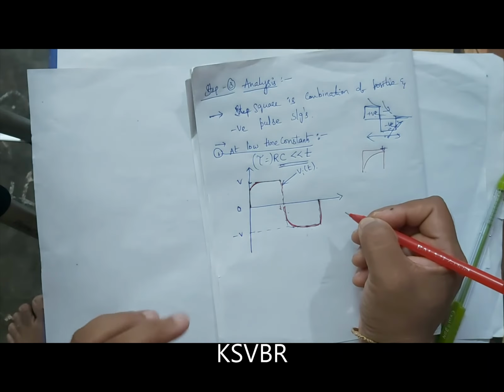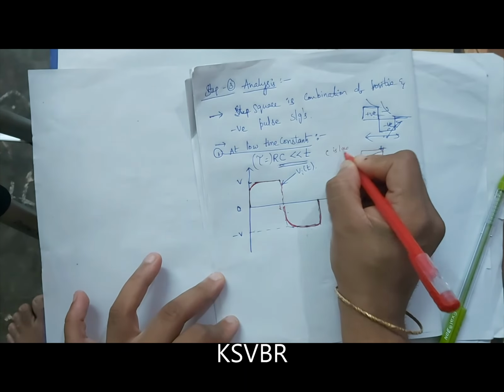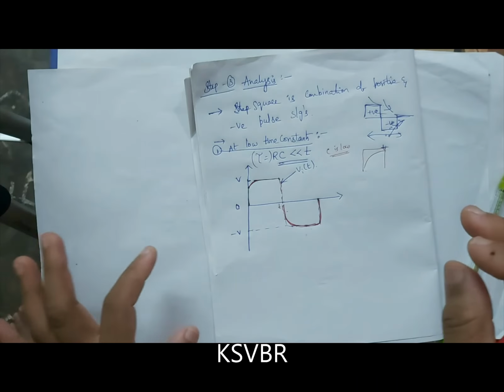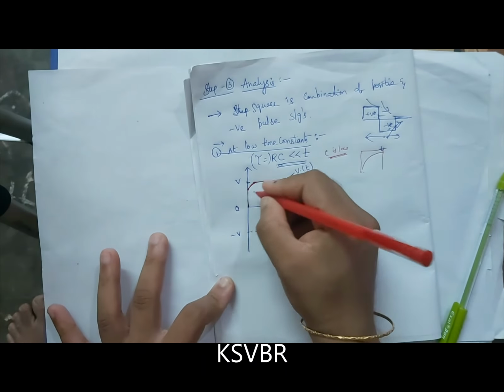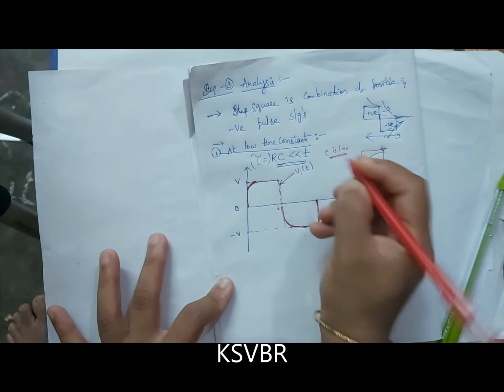Whenever the time constant is low, that means the capacitor value is low. Whenever the capacitor value is low, it charges fast and discharges also fast. So that's why when the capacitor value is low, it is charging very fast like this. Okay, like this it will come.